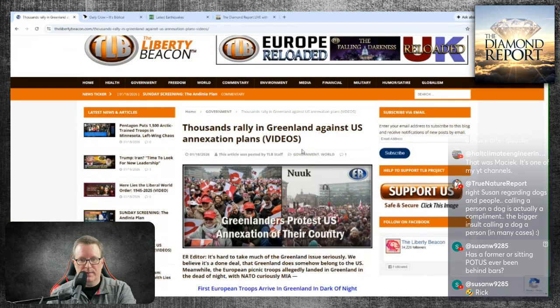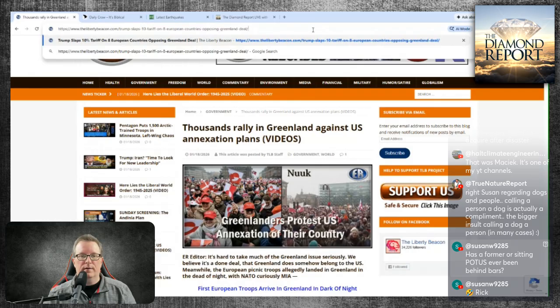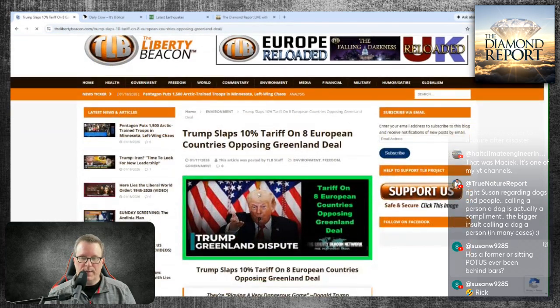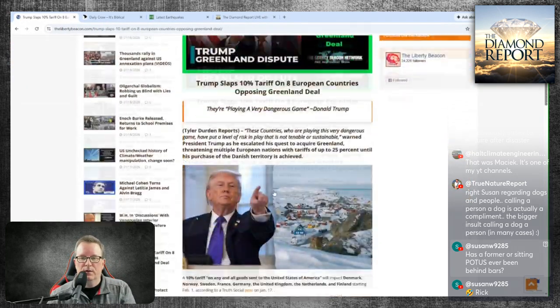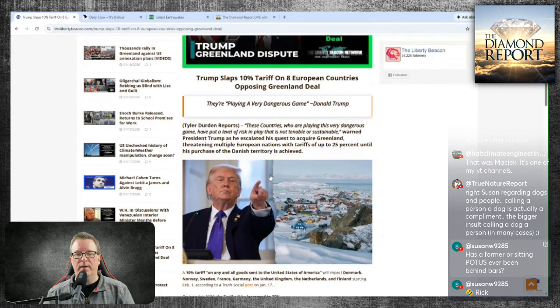But I thought it was interesting that it says thousands were rallying against the U.S. annexation plans. So, again, we'll see where it goes. I don't know. Not really saying I'm supporting that at all. I'm just saying that it does appear that Trump is really serious about this. Trump slaps 10% tariff on 8 European countries opposing the Greenland deal. These countries who are playing this very dangerous game have put a level of risk in play that is not tenable or sustainable, warned Trump as he escalated his quest to acquire Greenland, threatening multiple European nations with tariffs up to 25% until his purchase of the Danish territory is achieved.